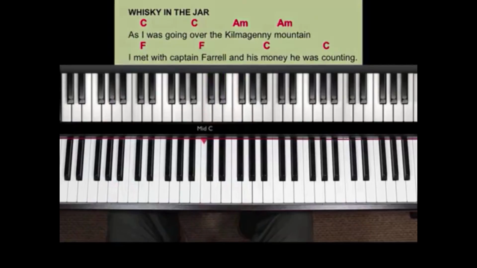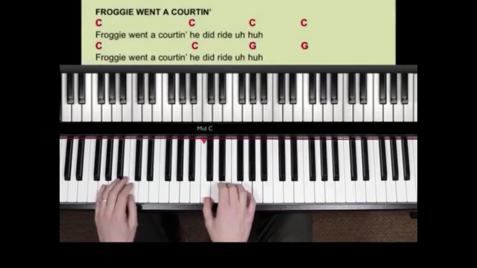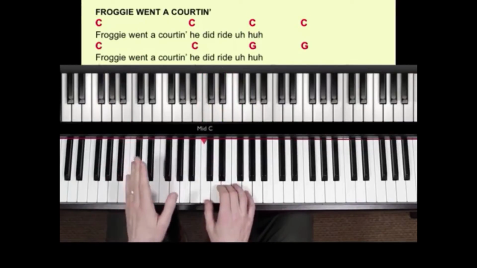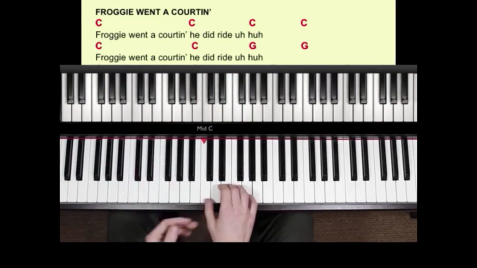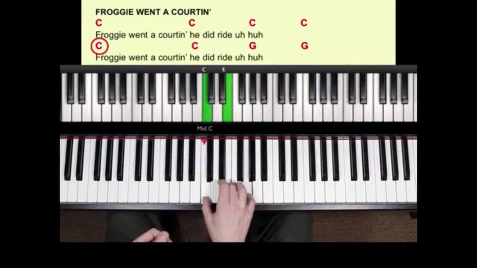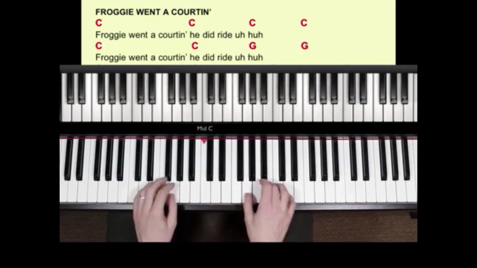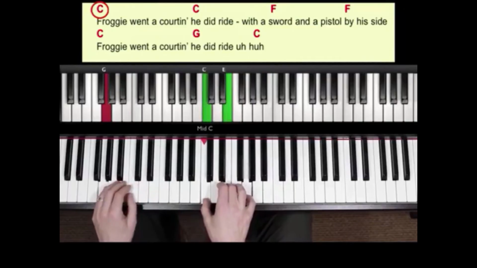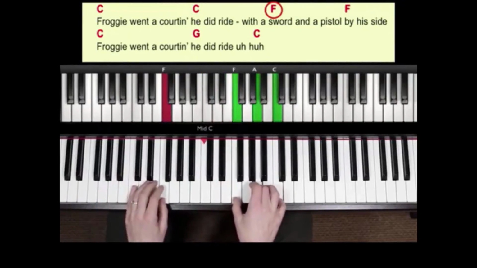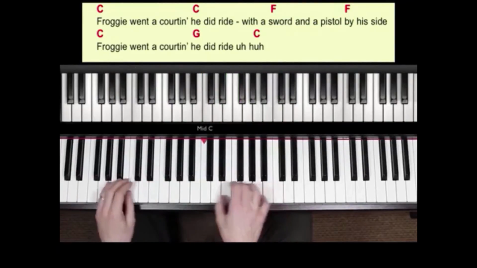And so on. Froggy went a-courting. Remember, every C denotes 4 beats. 1, 2, 3, 4, 1, 2, 3, 4. Da da da da da da da da da. 1, 2, 3, 4, and so on.